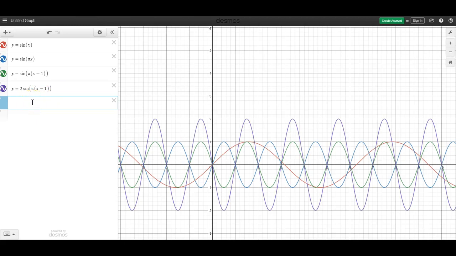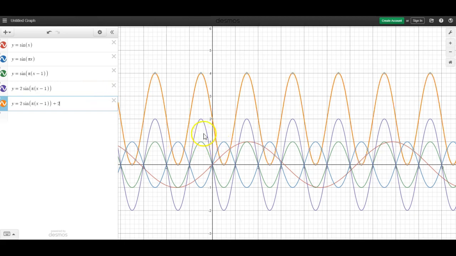And then the last part of this function is that add 2. Actually, I'm going to just copy this function, write it again. And now we're just going to add 2 and see where the orange moves to. It's a vertical shift. You should remember it from transformations back in algebra. We add 2, and the purple function just moves up 2 units. So that's where we get this function from.